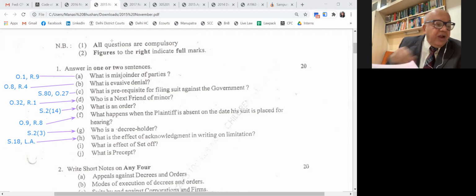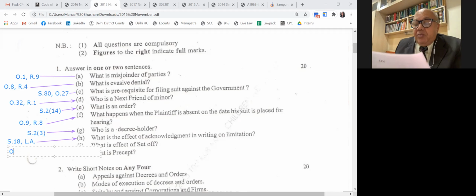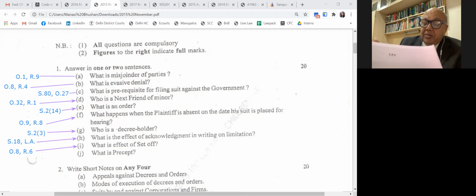When a set off is filed, it should be in respect of a certain amount. The character of the parties must be the same and within the same jurisdiction. The effect is, if a decree is passed, the amount can be adjusted. Then next, what is a precept?